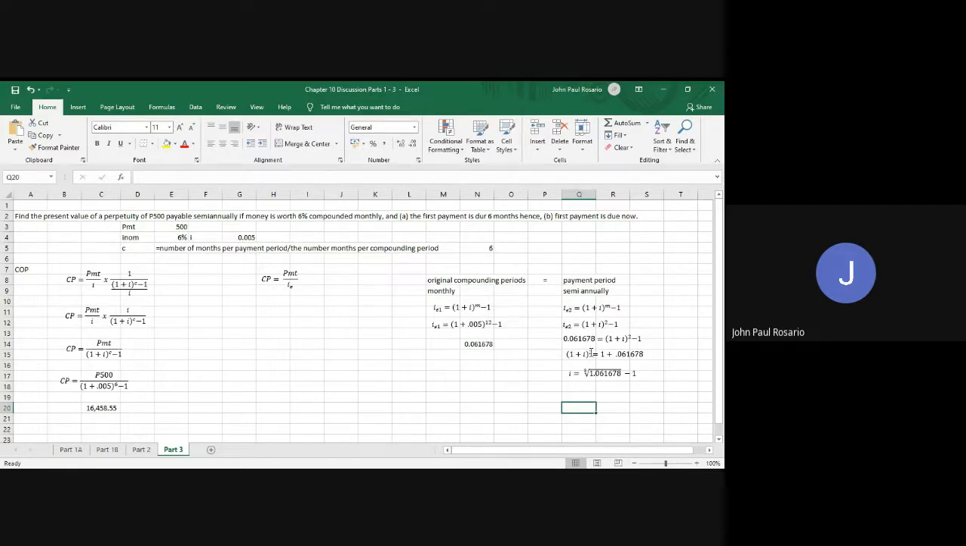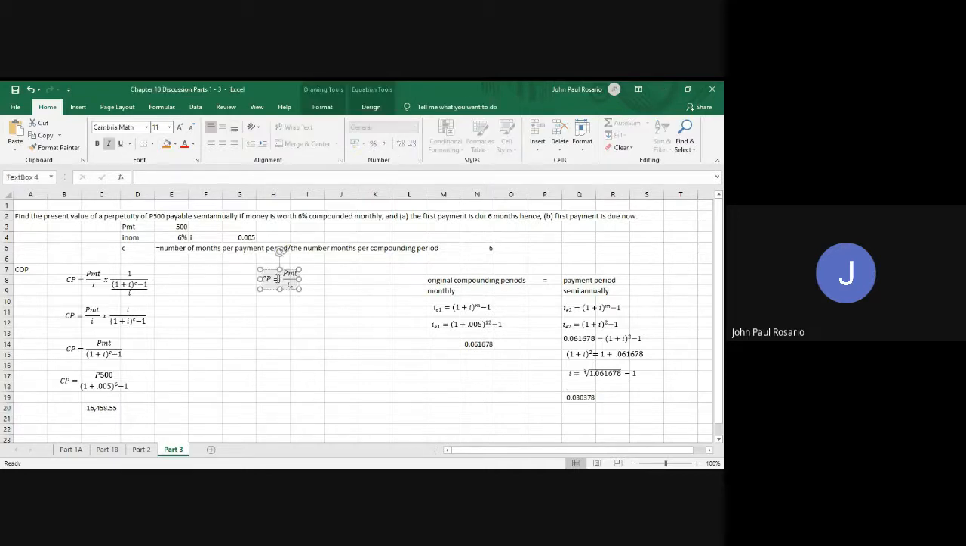Now because we transferred the square to the other side, it becomes a square root of the sum of these two, and then we transfer the positive 1 to the other side, so that it now becomes negative 1. With that, if we solve for it, this should give us 1.061678 raised to 1 over 2, and we deduct 1. So this is now our equivalent interest rate per period.